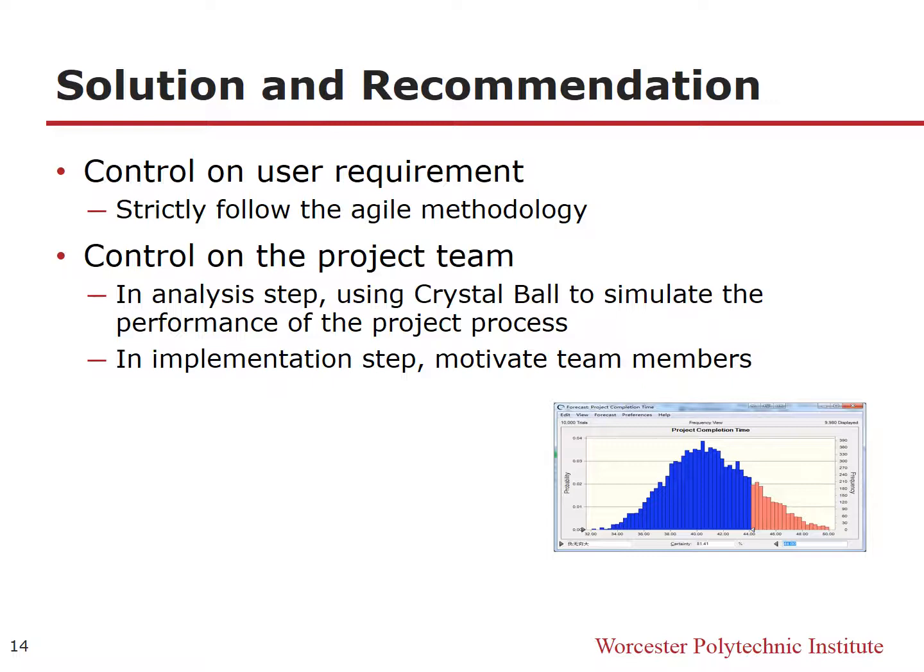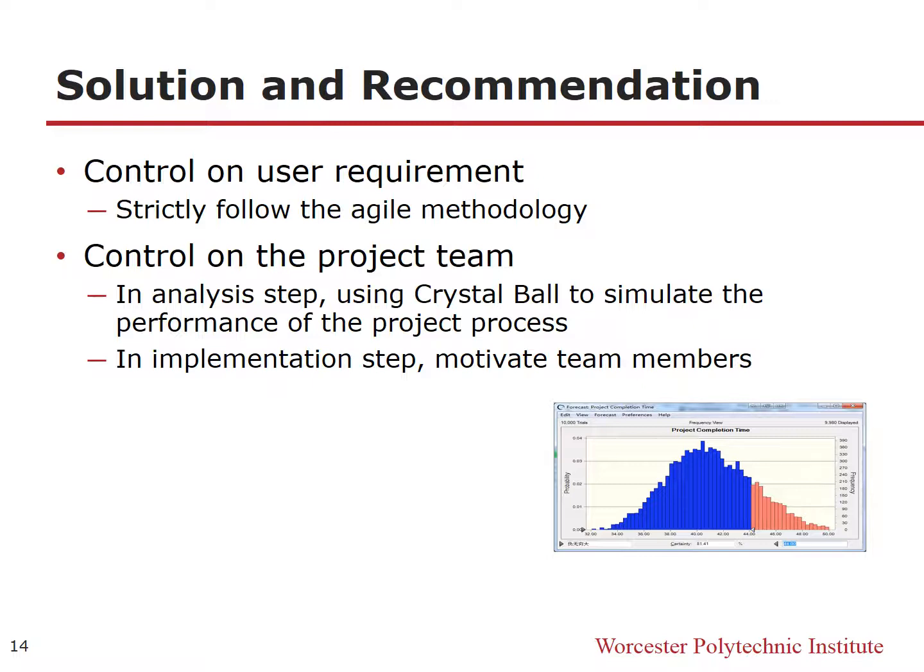First, it's about control. The control should be divided into 2 parts. First, the control should be on the user requirements. For example, you should use the agile methodology to control user requirement changes. But it's important to strictly follow the agile methodology. If you do not strictly follow it, it will finally become an actual waterfall methodology, which is totally different from the original one. For example, our failed project was actually using the waterfall methodology rather than the agile one.